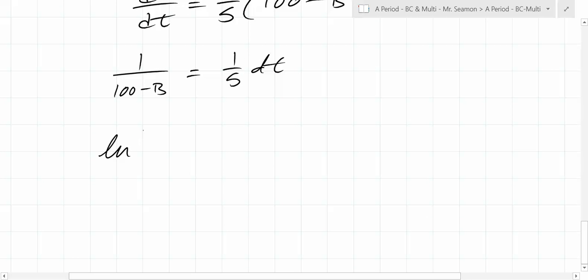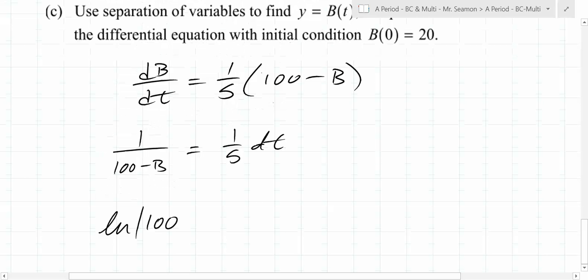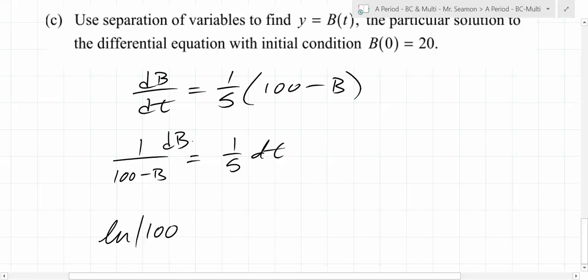ln of, oh, the dB, thank you. So ln of 100 minus b is equal to what?